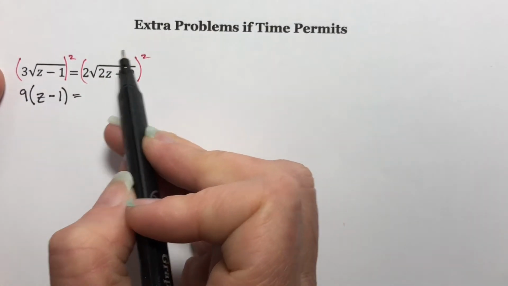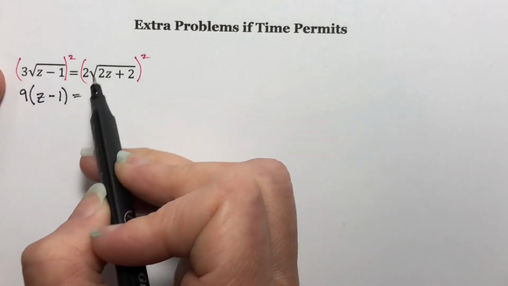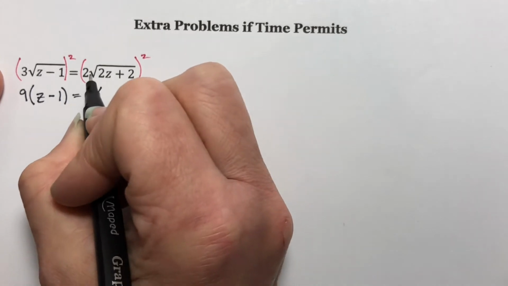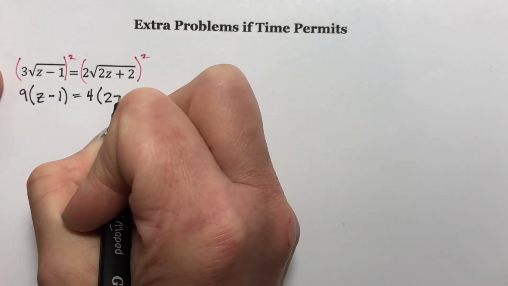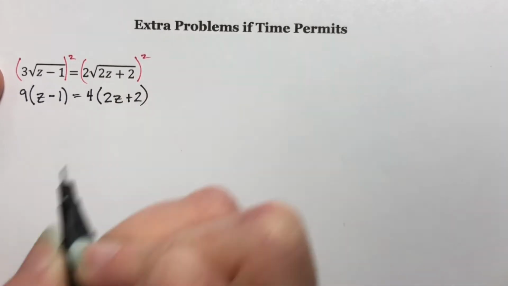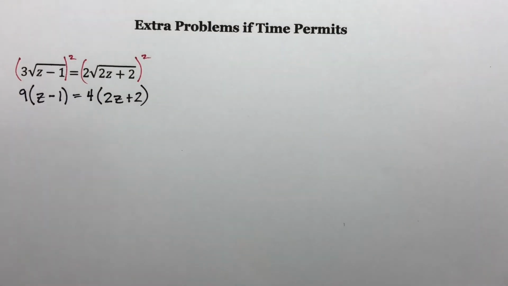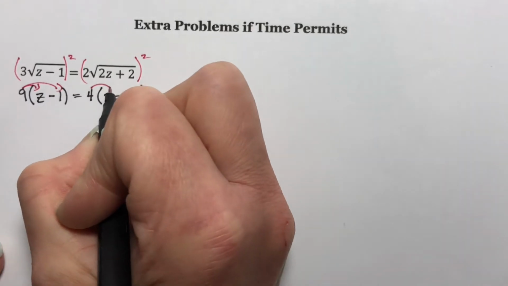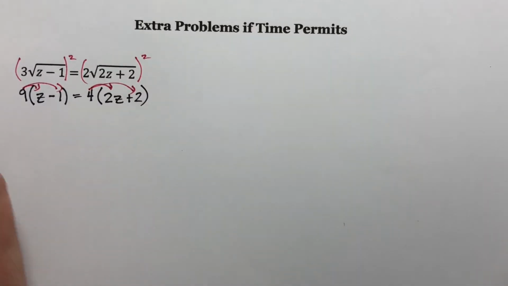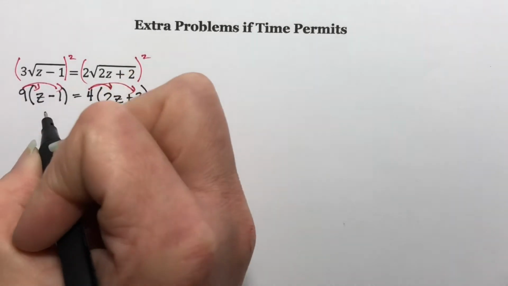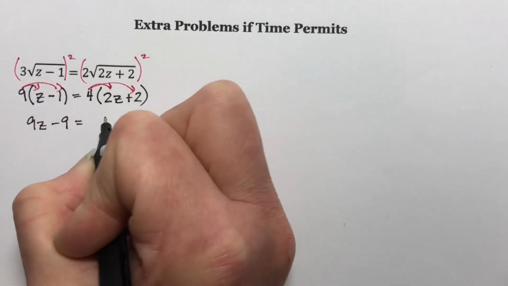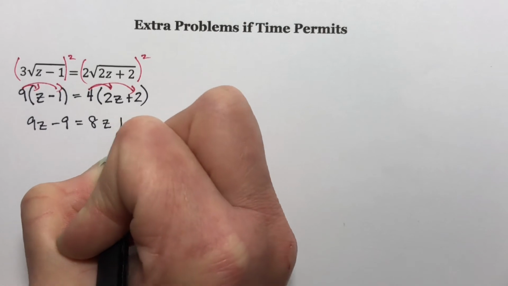And then the same thing happens over here. I square the 2, which gives me a 4, and that's going to be times this square root squared, which is 2z plus 2. So now I'm going to need to distribute the 9 through here and then the 4 through here. And that gives me 9z minus 9 is equal to 8z plus 8.